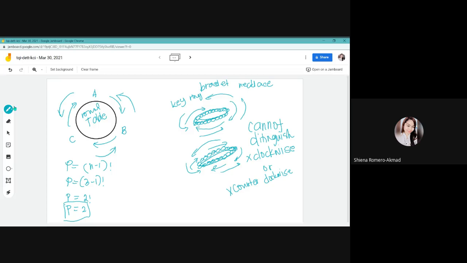Pero dito, it has another story. Iba na. Dito kasi, si counterclockwise and clockwise can be distinguished.